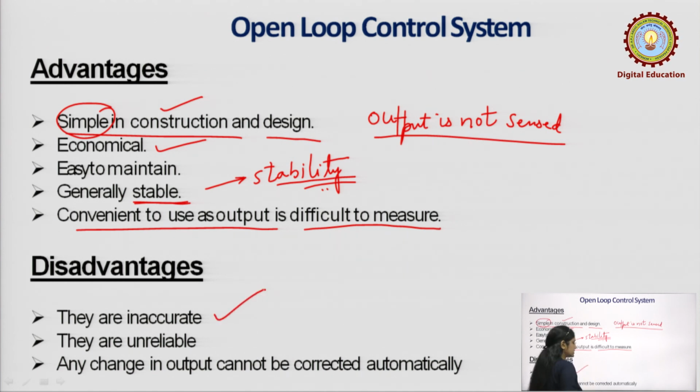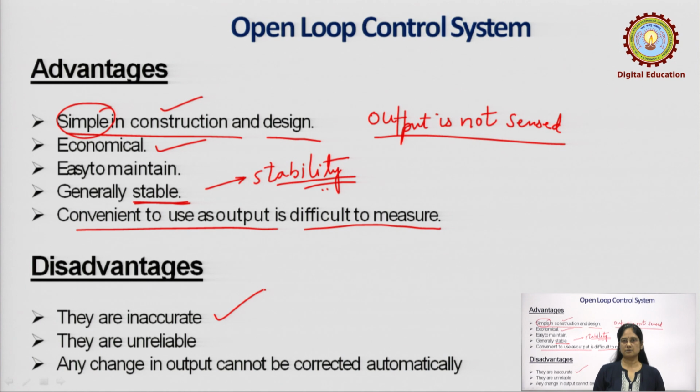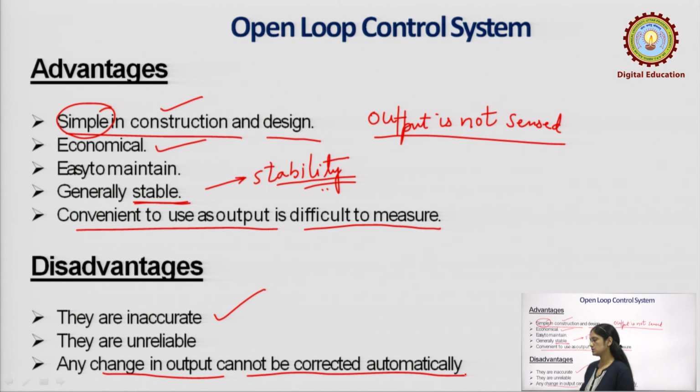The accuracy part is a concern in the case of open loop systems. Normally, things are not sensed, that is, the output is not measured and fed back to the input for comparison. Therefore, there is a high chance of the output being inaccurate and unreliable, and any change in output cannot be corrected automatically. So, this comes as a disadvantage of open loop control systems, but in comparison it is very economical as well as simple in construction, because the number of components is less.